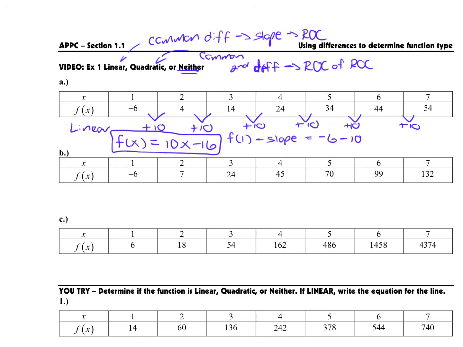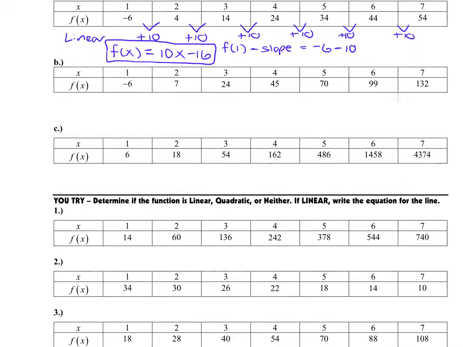So f of x equals 10x minus 16 should, in fact, generate this sequence, and you can check it. Put a 1 into your function, 10 minus 16, it checks out. Put a 2 into the function, 20 minus 16 gives you 4, and so on. So you should easily be able to check that.